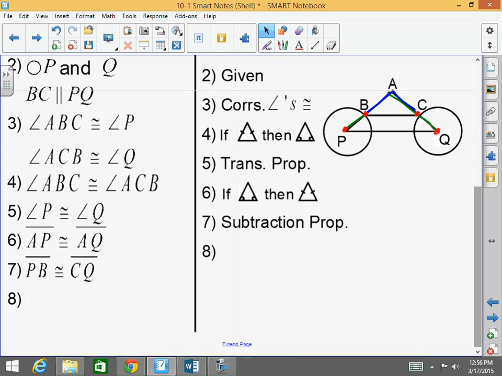And now if PB is congruent to CQ, aren't those radii? And if radii of different circles are congruent, what do we know about those circles then? Absolutely they're congruent, because circles with congruent radii are congruent.